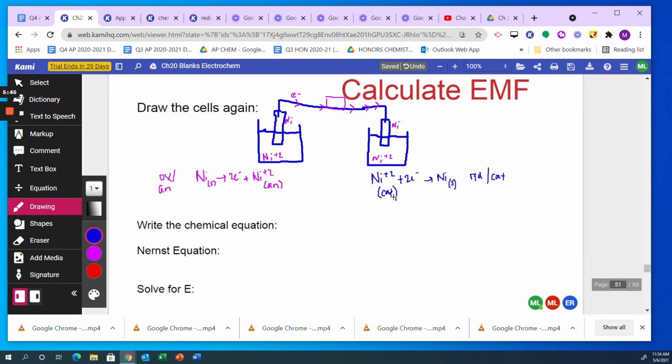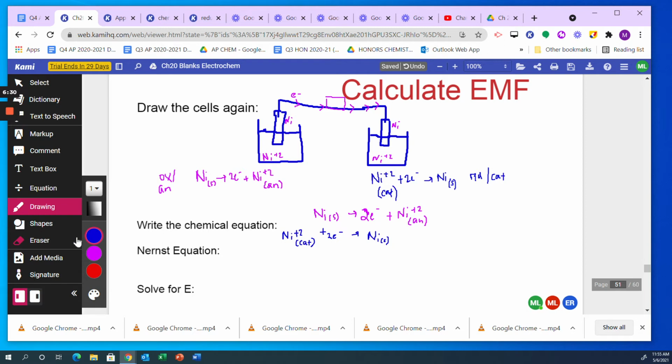So I'm going to write the equations together. The pink one is the anode, and the nickel solid becomes two electrons plus nickel plus 2, right? And again, I'm going to write anode right here. Okay, writing this one, the nickel plus 2, this is the cathode, takes in 2 electrons and becomes nickel solid.